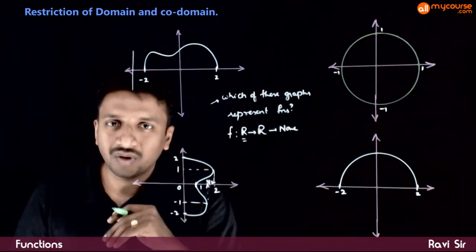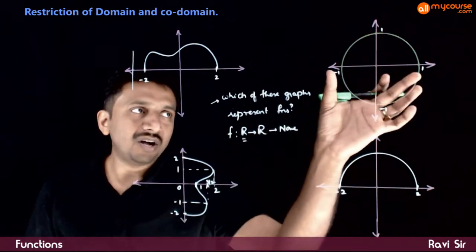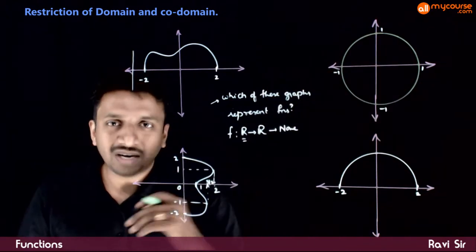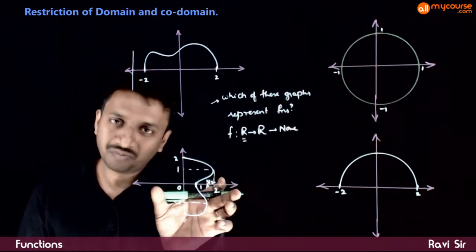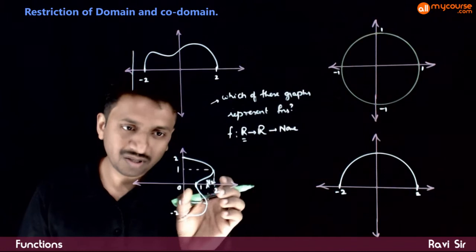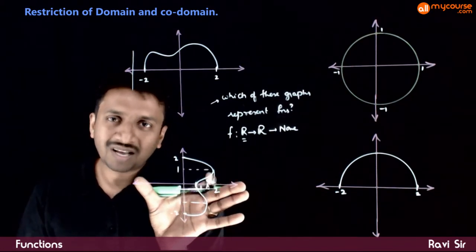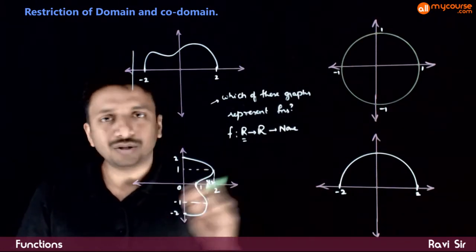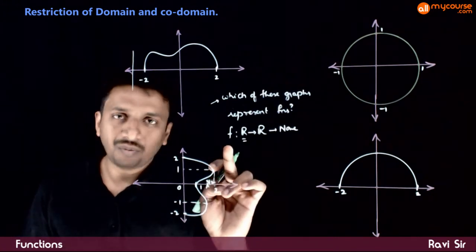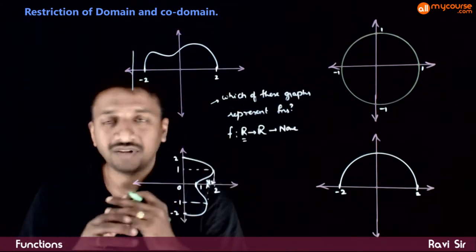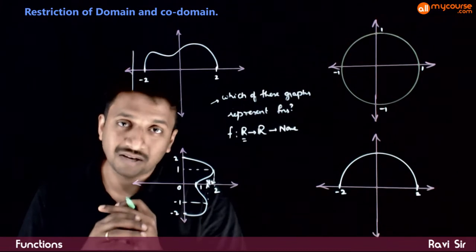Codomain is right now not very important. Here also, if you draw vertical lines beyond 1 and -1, it's not intersecting. Here also, if you draw lines beyond 2 and -2, 0 and 2, the vertical lines are not intersecting the graph. Here also the same position. So from real numbers to real numbers, none of them are functions.